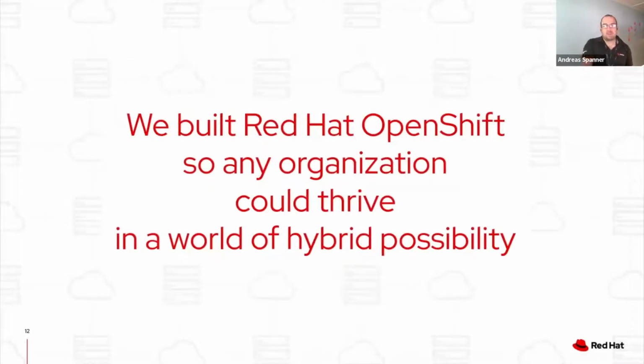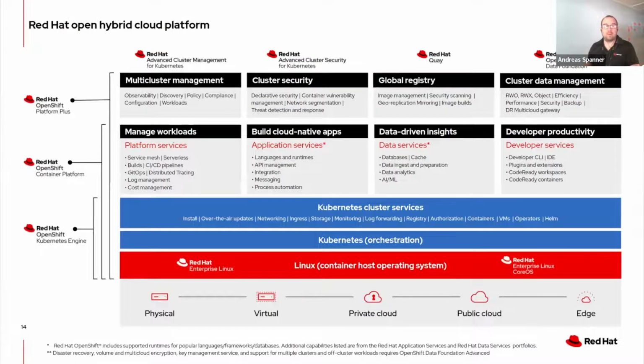So we built Red Hat OpenShift so that any organization could thrive in a world of hybrid possibilities. So what does it mean? We make conscious choices to be a platform company, so that we allow you, through a strong partner ecosystem, to put any workload on that platform that you need, whether it's an AI/ML workload, an integration workload, or business process automation. We've got a strong partner ecosystem that allows you to have certified workloads running on the OpenShift platform from core to edge.